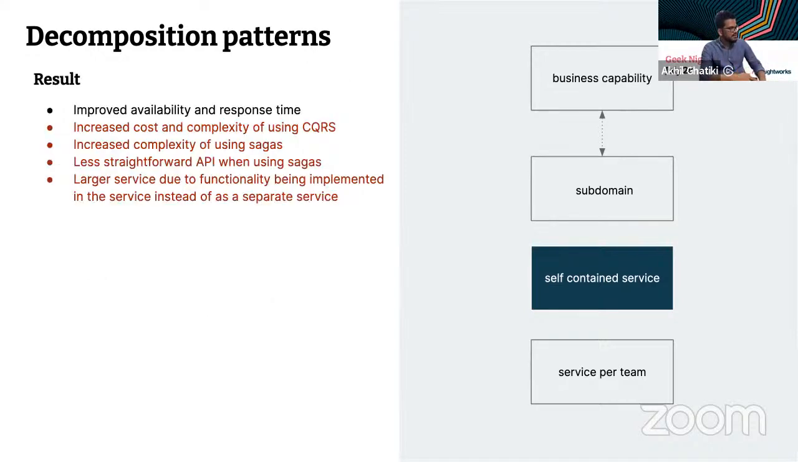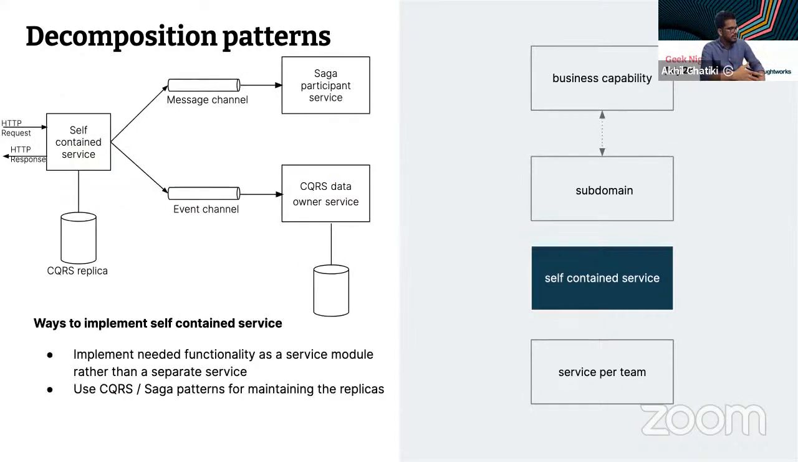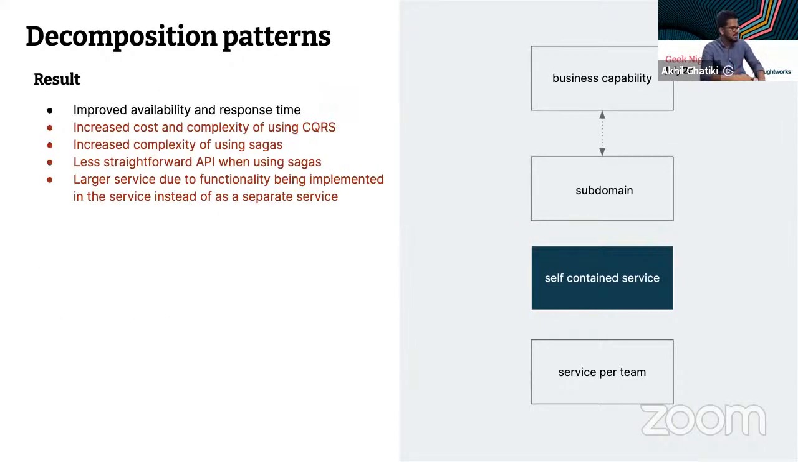And the result of this decomposition decision is that you have improved availability for the response time, but it has increased cost and complexity because you're using CQRS here. And then sagas are very complex to deal with. We'll get to know about sagas, because when you use sagas, you have additional complexity here. And then the APIs are not very straightforward.